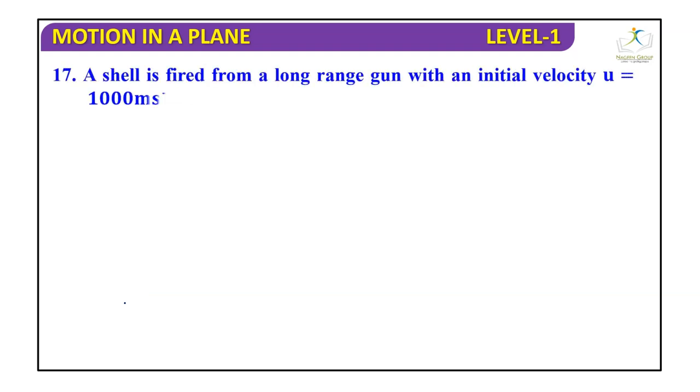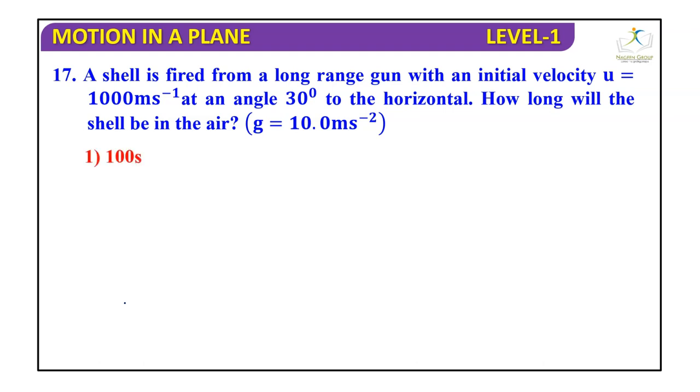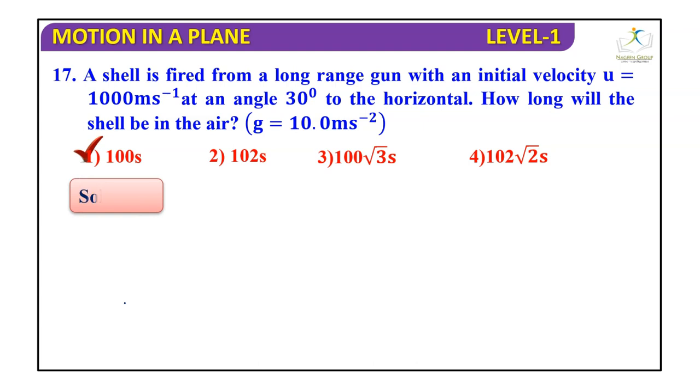Next, a shell is fired from a long range gun with an initial velocity u equal to 1000 meter per second at an angle of 30 degrees to the horizontal. How long will the shell be in the air? g is equal to 10 meter per second square. Options: 100 second, 102 second, 103.100 root 3 second, and 102 root 2 second. The first option is correct.